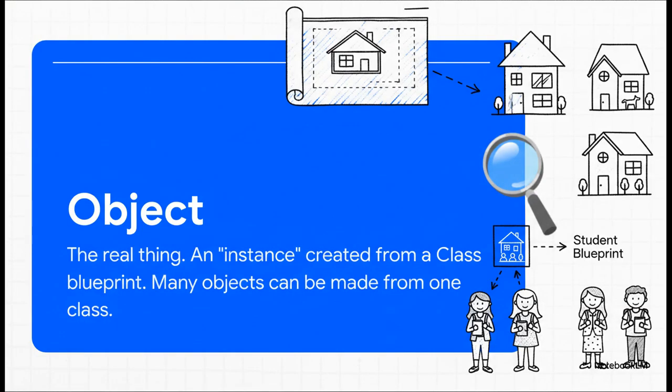And once you have that blueprint, then you can create your objects. An object is the real thing, the actual house built from the plans. We call it an instance of the class. And this is where it gets so powerful. You can use that one student blueprint to create hundreds, even thousands of different student objects, each with their own unique name and roll number, but all of them follow the rules of that original blueprint.